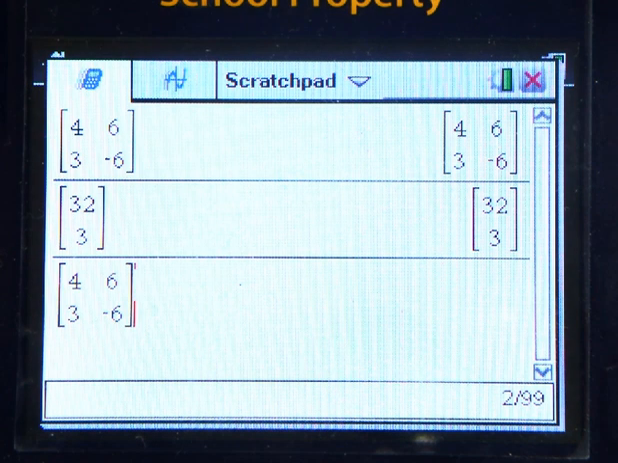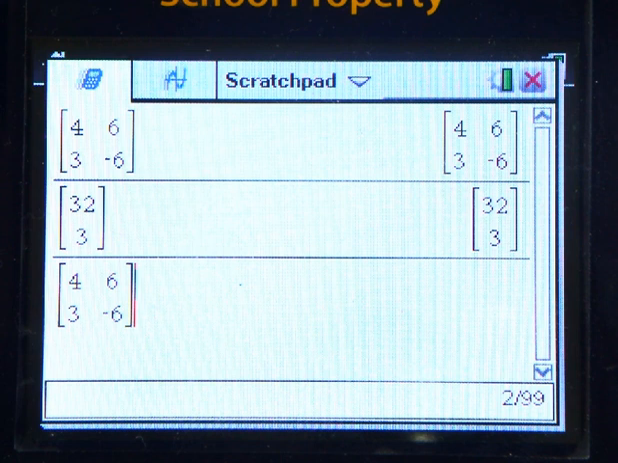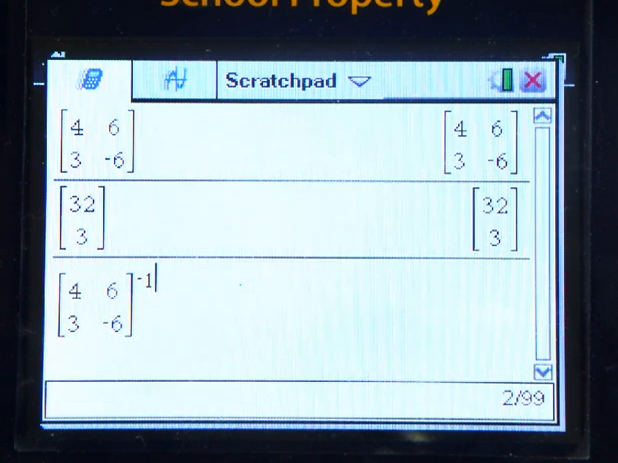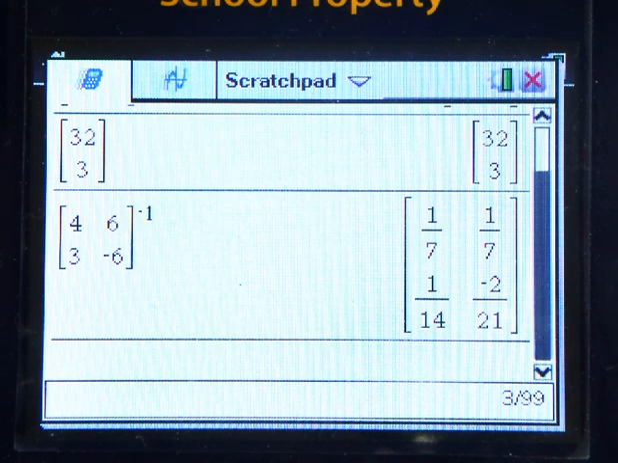So let's go up here for a second and select this matrix. And the first thing we wanted to do when we did this by hand was calculate the inverse, right? Well, it turns out that these calculators understand that when you type in to the negative first power, you want it to find the inverse. So type in the exponent and then negative first power, press enter, and there's your inverse.